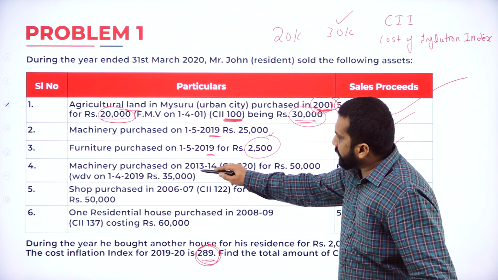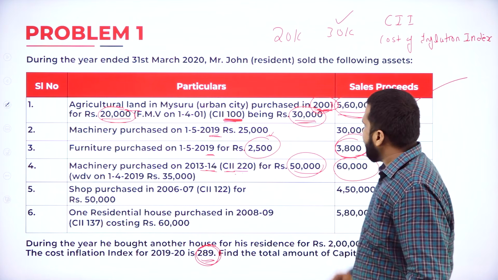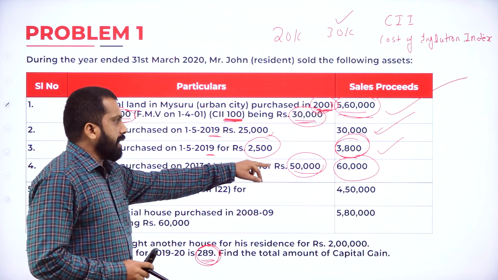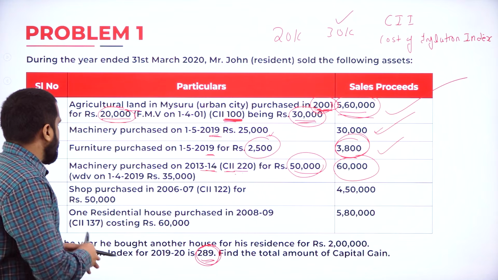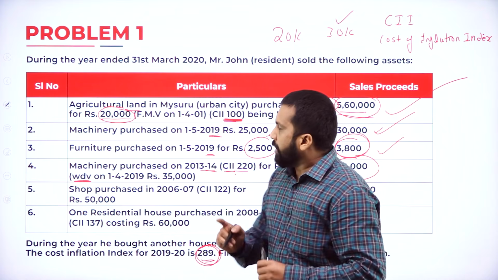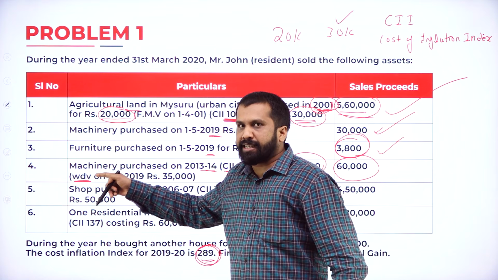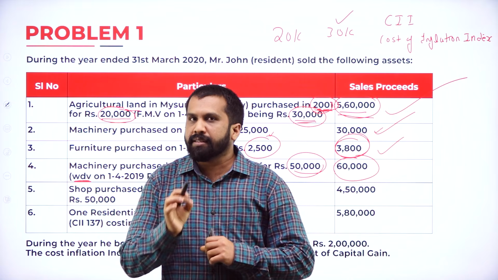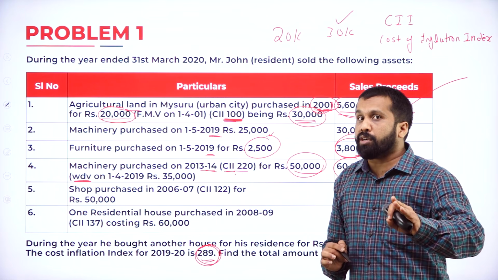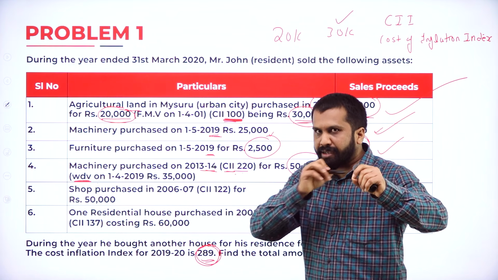Now, in 2013-14, purchased for 50,000 and you're selling for what price? 60,000. Now again I'll come back. Machinery purchased in 13-14 at what price? 50,000. But WDV means what? Depreciation. One more thing, please write down. If there is depreciation for that asset, it is always short term. This is always short term. Even though it is 7 to 8 years, still we consider it as short term. Why? Because we have calculated depreciation. Hope you are clear. Important point, write down.